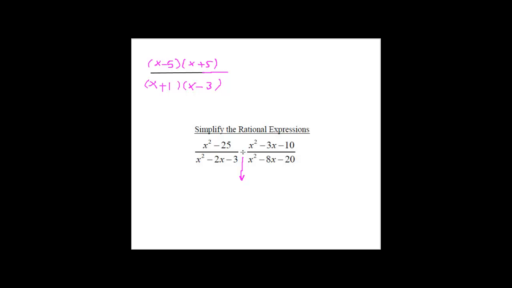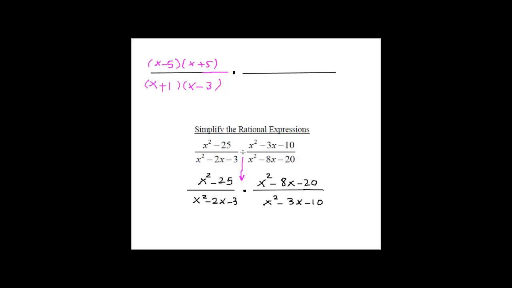You have to change it into multiplication, but you reverse the second part. Very good. So you keep the first fraction as is, and then you change the division to multiplication, and then you flip this over, just like that. And then we continue factoring this. So, okay, Sunit, why don't you continue?